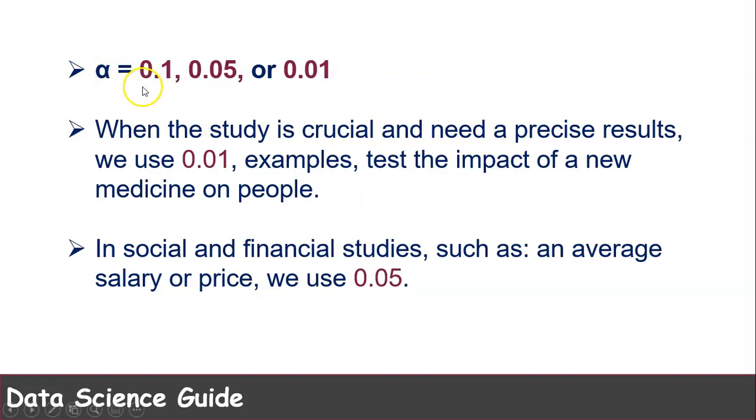And you remember, alpha can take several confidence levels. We can test at 10%, 5%, or 1%. When the study is crucial and needs precise results, we use 1%. An example of that is when we test the impact of a new medicine on people. And in social and financial studies, such as an average salary or price, we usually use 5%.